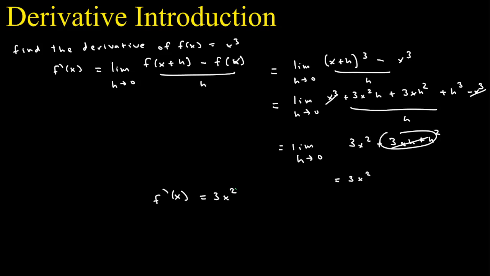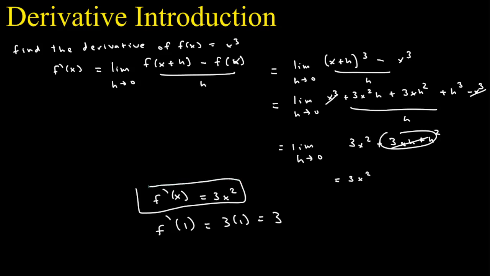And so that means if we're told to find the derivative of x cubed at maybe x equals 1, then we just plug in 1 into the equation that we derived here, and we'd get that the derivative of x cubed at x equals 1 is 3. What we've gotten here is a general solution for all values of x. All right.